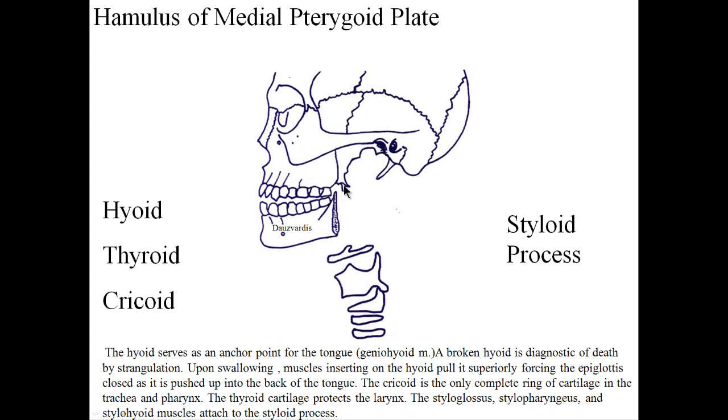Now there's a little bony hook on the medial pterygoid plate of the sphenoid, which is called the hamulus of the medial pterygoid plate. And part of the pharynx, or at least one of the constrictor muscles of the pharynx, does attach there. And here we have the other labels: hyoid, thyroid, cricoid, and styloid process. And you can read this detail here.